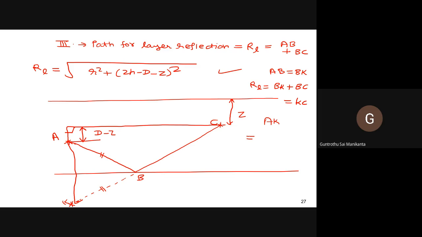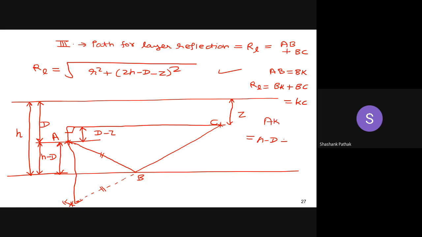So this total length of AK is equal to, anyone? 2H minus D minus Z. What is this length? Sorry, I did not put this one. This is H minus D. So this total depth was capital H, right? Am I correct? Yes, sir. The depth of point A was capital D. So this remaining part is H minus D. So we can write AK is equal to H minus D plus D minus Z. So this becomes 2H minus D minus Z.